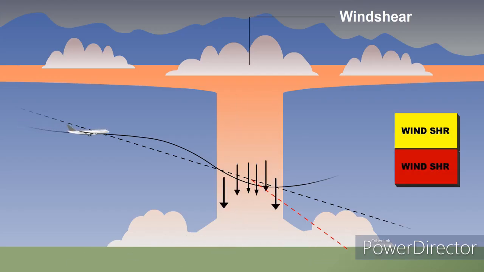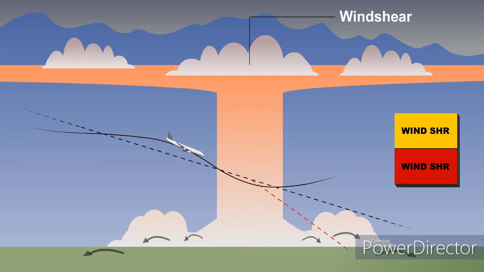Wind shear. Wind shear. Wind shear. If an aeroplane continues into the wind shear area, then visual and oral warnings are issued. The red wind shear warning illuminates, and wind shear, wind shear, wind shear is announced.